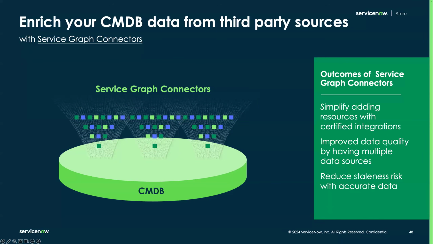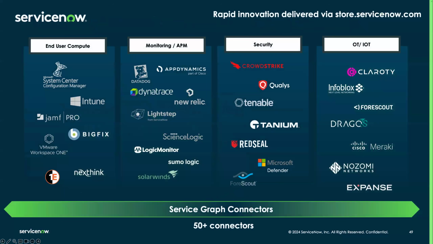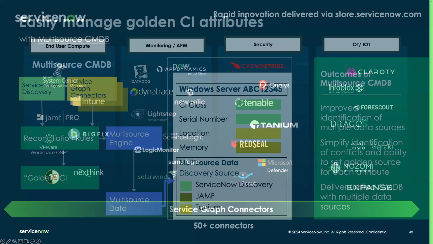Now, we have seen different ways that you can populate your CMDB. But if you don't want to leverage the agent-based or agentless discovery, Service Graph connectors are here for you. And of course, you always need to consider the use cases that you want to cover. But we have so many different Service Graph connectors. This is not only cloud Service Graph connectors. We have more than 50 connectors to your existing systems, so you can import the data into your ServiceNow instance.